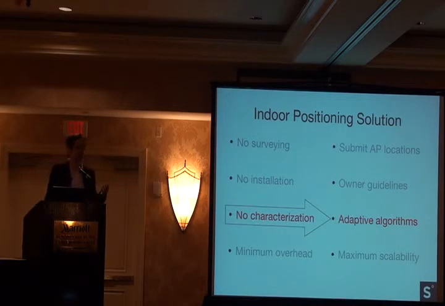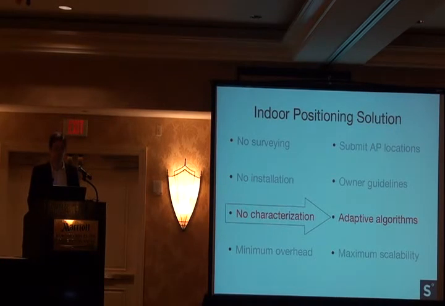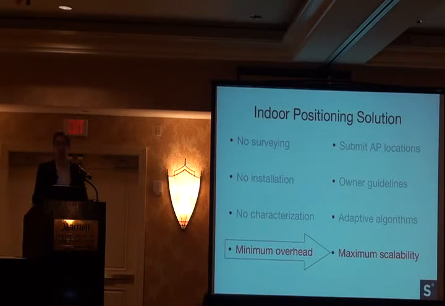Because we don't do any scanning, we can't do any individual characterization of either the venue or the access points themselves, which is a big paradigm shift for Skyhook because our bread and butter is characterizing each access point in terms of its path loss exponent and its coverage area. But if you don't do scanning, you can't do characterization. So what we have to do instead is use adaptive algorithms that figure it out as they go along. And finally, by keeping this overhead to a minimum, we have a solution that allows maximum scalability.